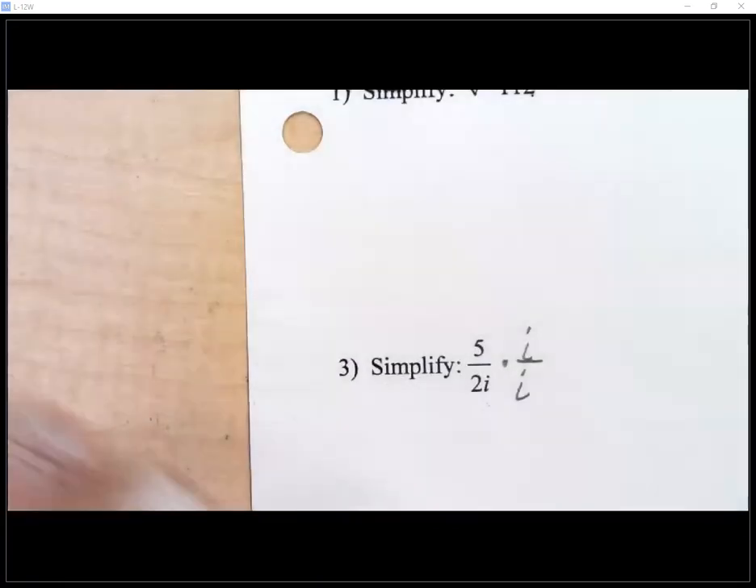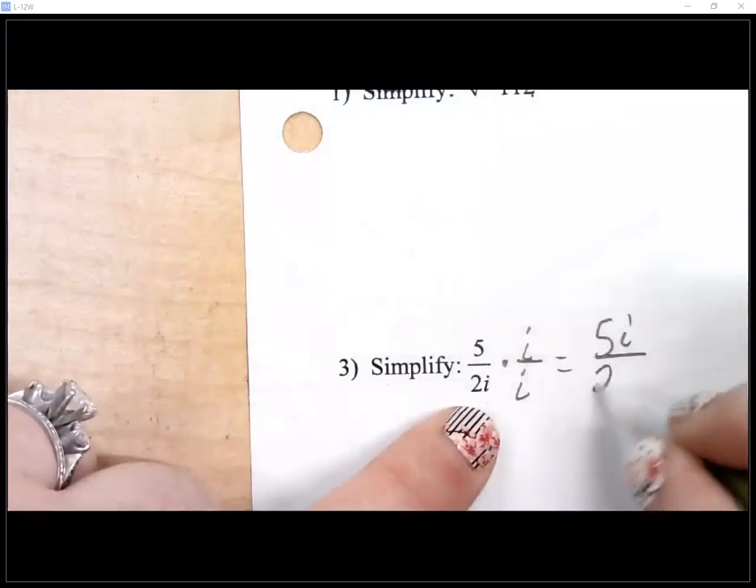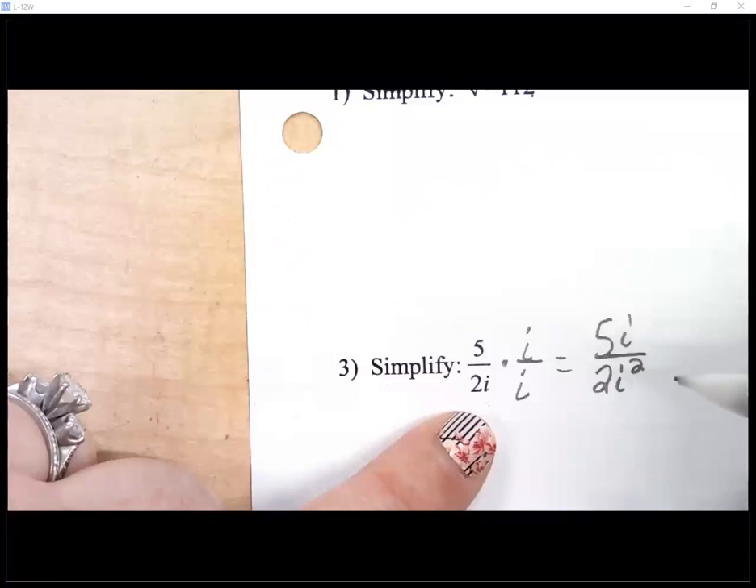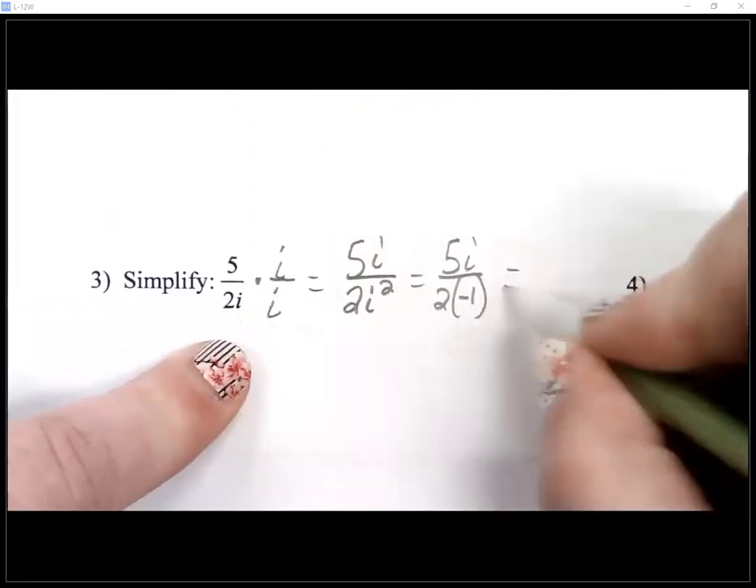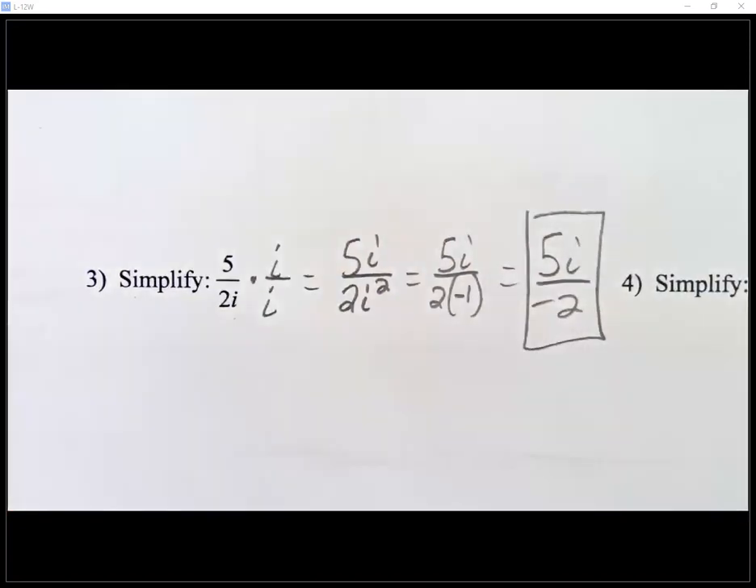So I multiply straight across. I get 5i, and in the denominator, I get 2i squared. However, what's i squared really? -1. Every time you see an i squared, you change it to -1. So this now reads 5i over 2 times -1. So my final answer, when I write this all nice and neat, is going to be 5i over -2. That's it.